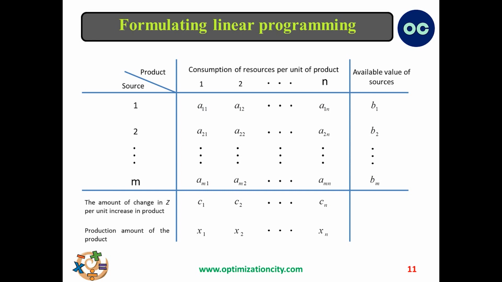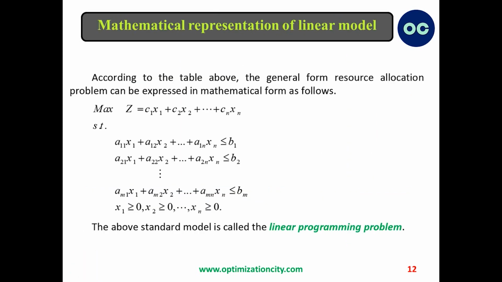bi is the amount of source i, b1 until bm, and aij is the amount of source i consumed by product j. Here is the summary of the information in the table below. We need to solve the linear programming problem. This problem is called the resource allocation problem.